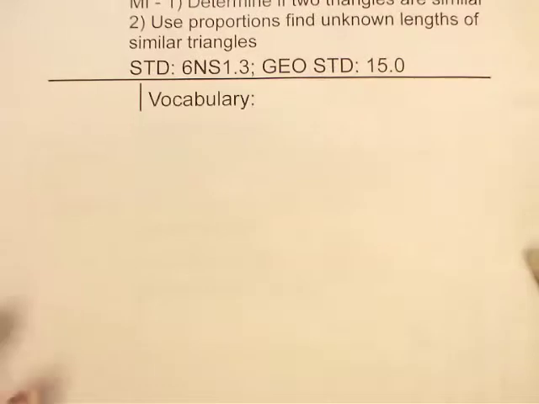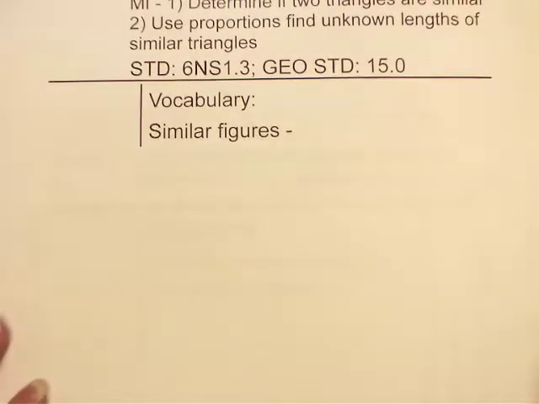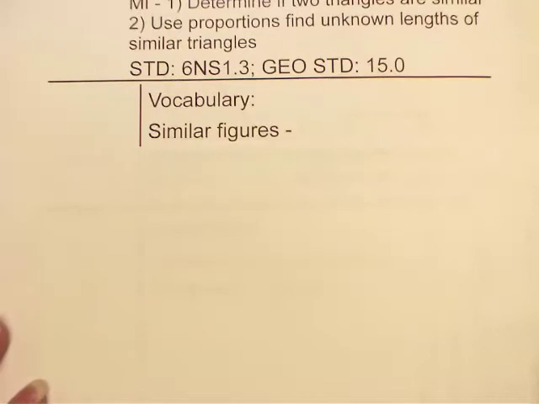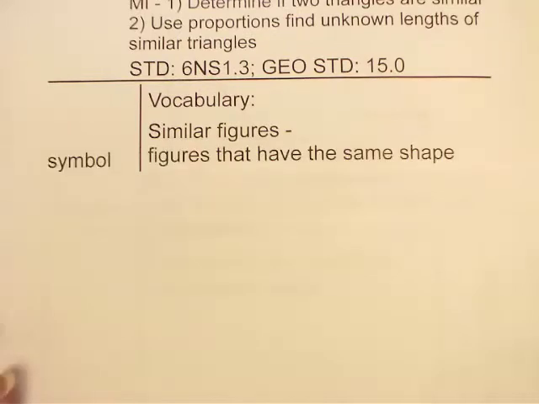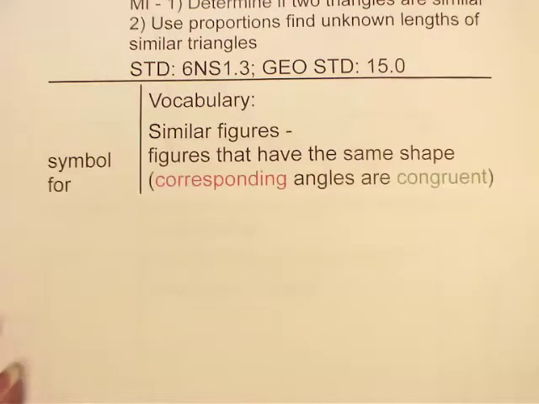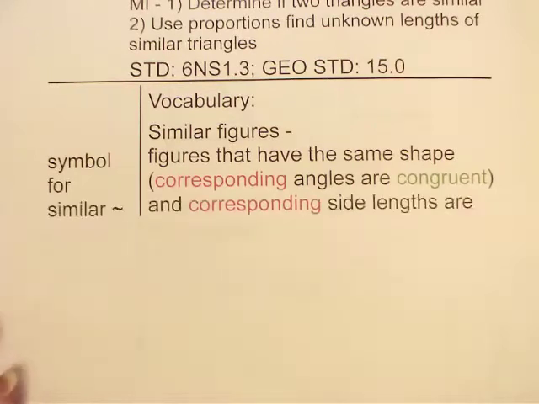Okay, the first thing is vocabulary. Similar figures. Now, similar figures can also include similar triangles. So figures that have the same shape and corresponding angles are congruent and corresponding side lengths are proportional.